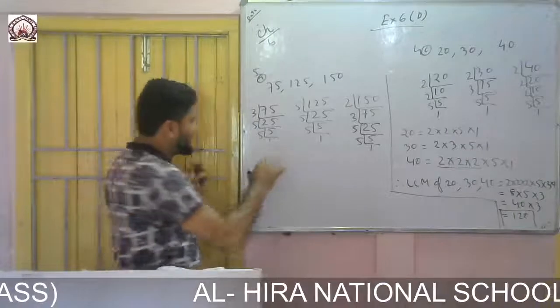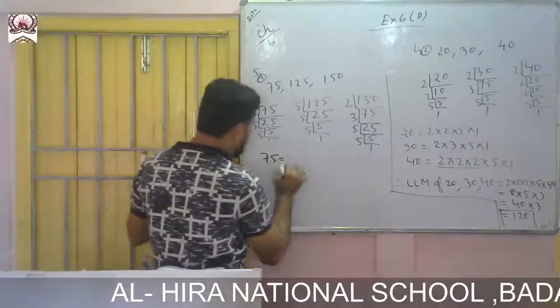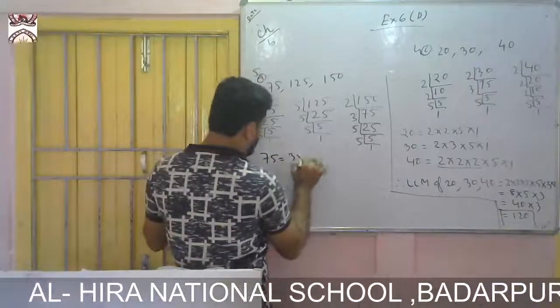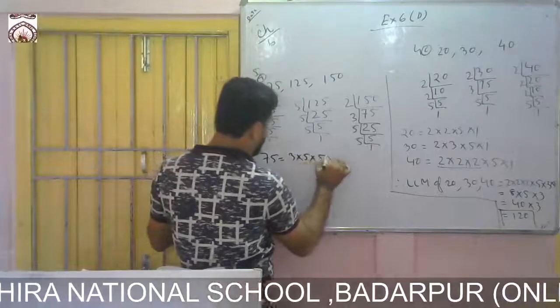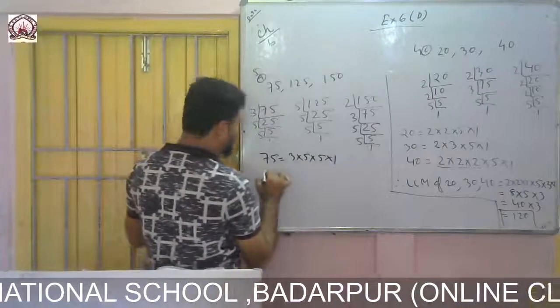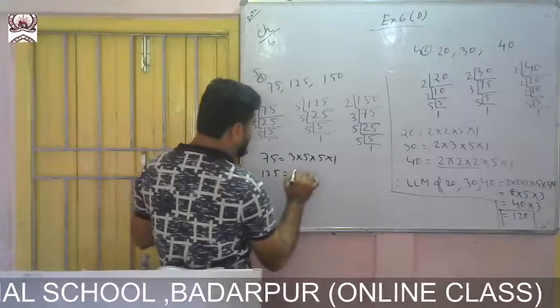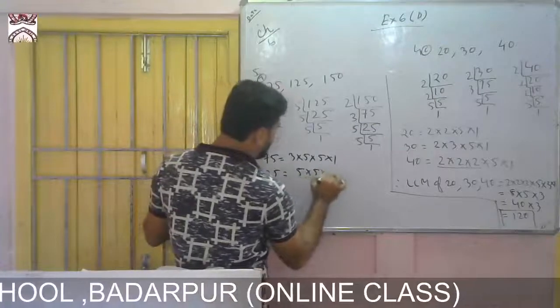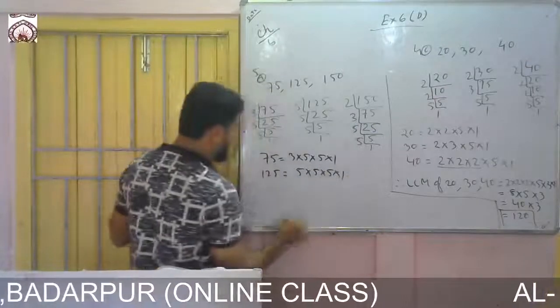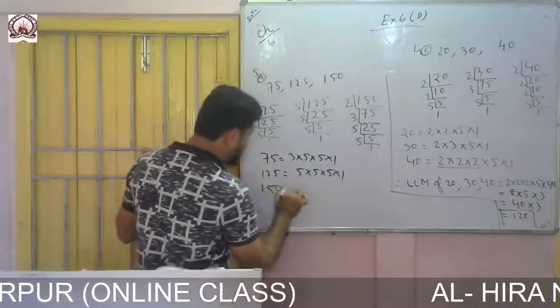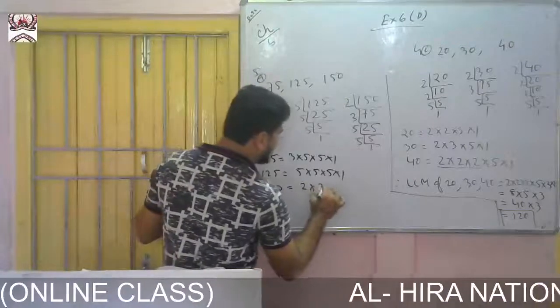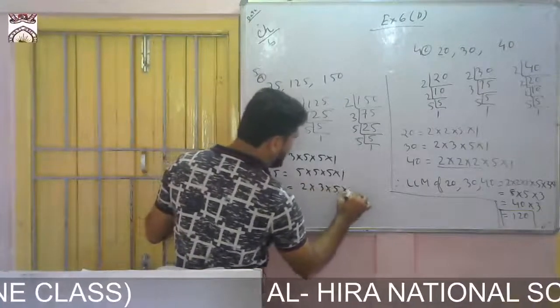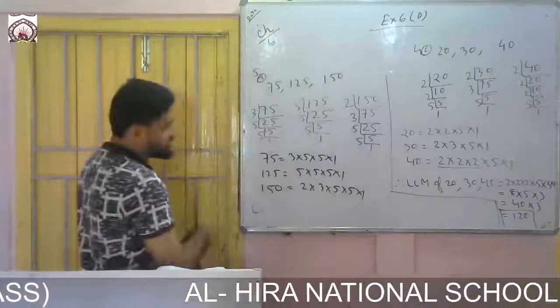Let me write again. 75 equals to what? 3 into 5 into 5 into 1. Then 125 equals to what? 5 into 5 into 5 into 1. And 150 equals to what? 2 into 3 into 5 into 5 into 1.